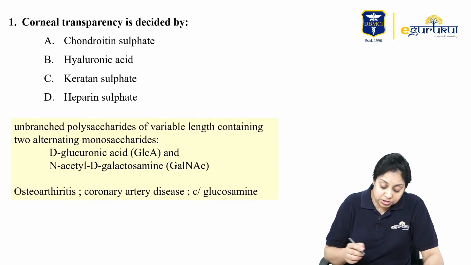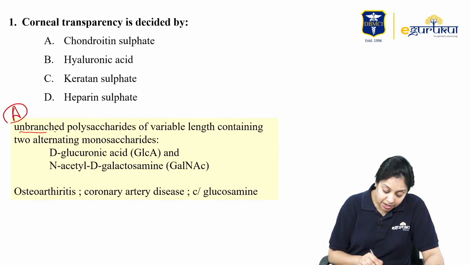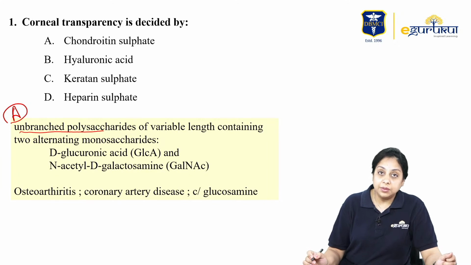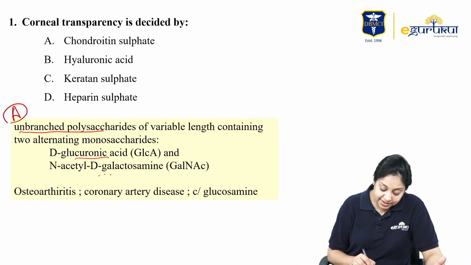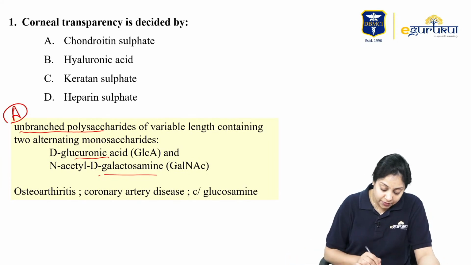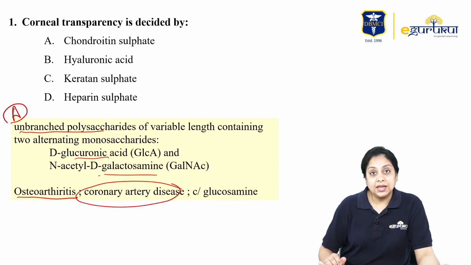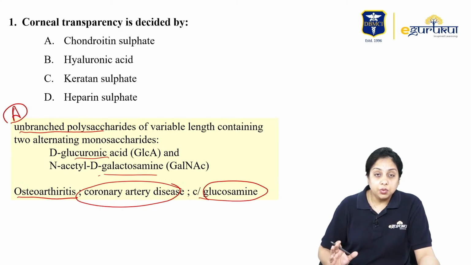Okay, so first, chondroitin sulfate. What is it? It is an unbranched polysaccharide of variable length. It is made up of glucuronic acid and N-acetyl D-galactosamine, and deficiency of this is involved in osteoarthritis and coronary artery disease, and its supplement is given with glucosamine. Right, so glucosamine supplements are with the chondroitin sulfate. Remember this. This can be another question in the exam, right?